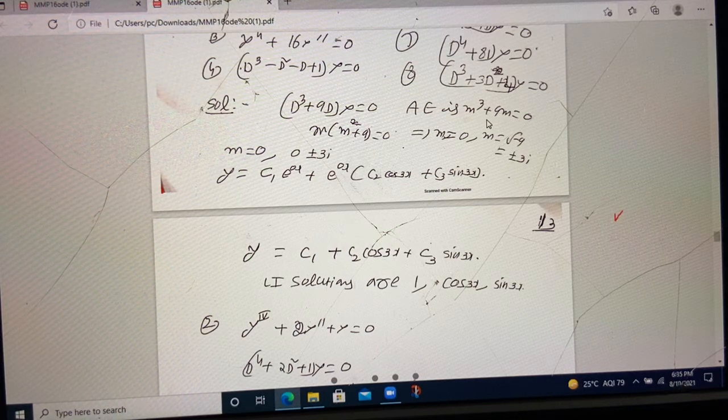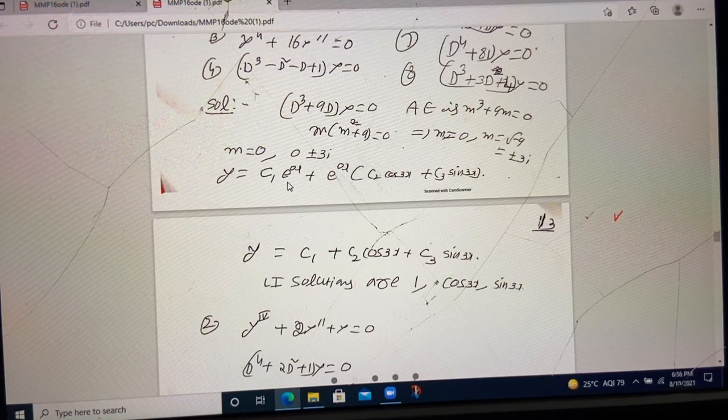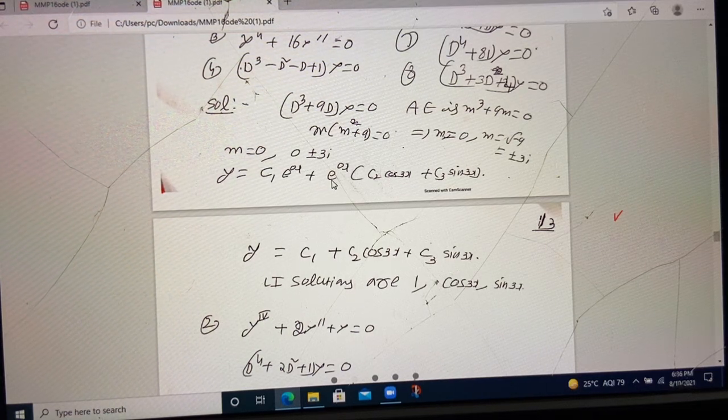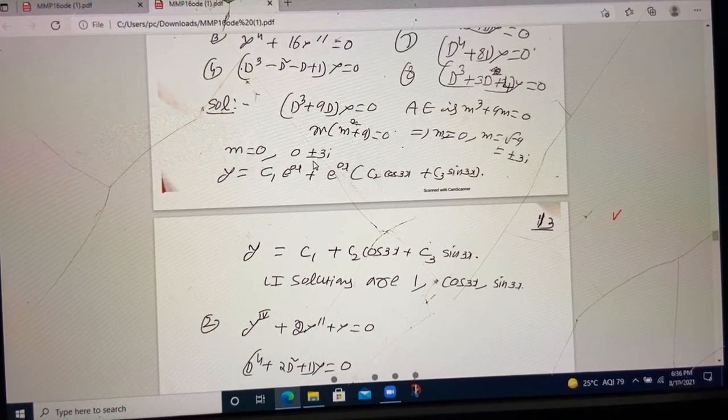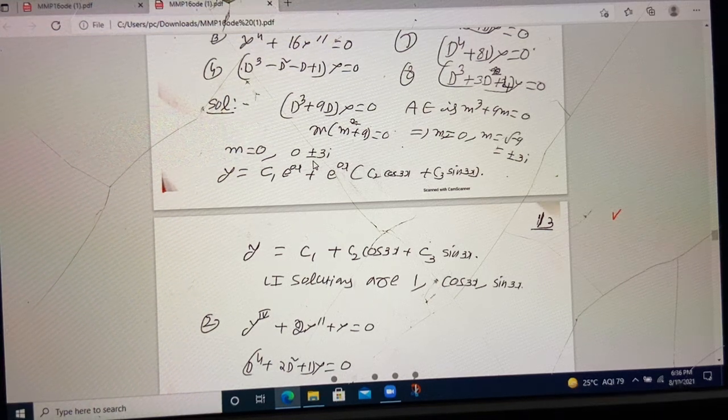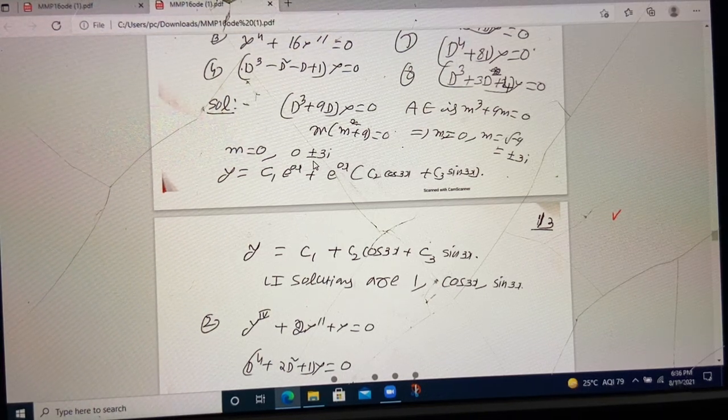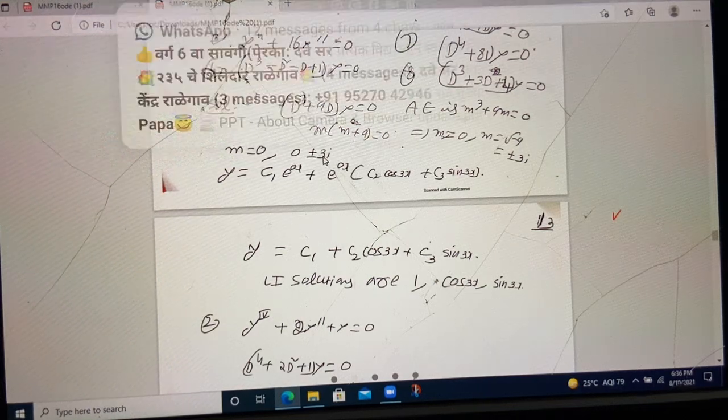Solve this equation. Take m common. m into (m square plus 9) equal to 0. m is 0. m square is minus 9. m is root of minus 9, plus or minus 3i. m equal to 0, 0, plus or minus 3i. So here the root for this is m1, c1 e power m1x, plus this is in the form alpha plus or minus i beta. That means e to the power of alpha x, according to the definition. Whenever you get like this, e power alpha x (c1 cos beta x plus c2 sin beta x).